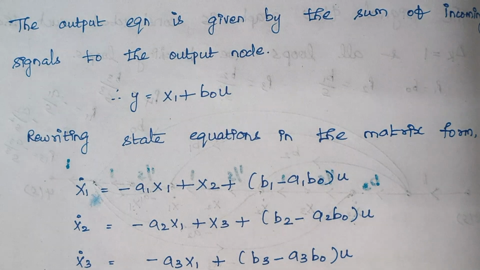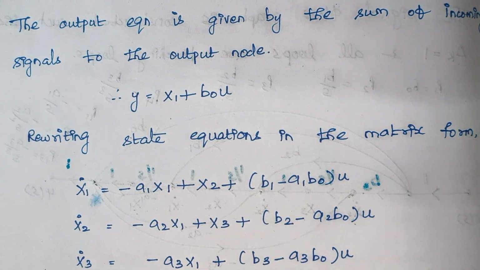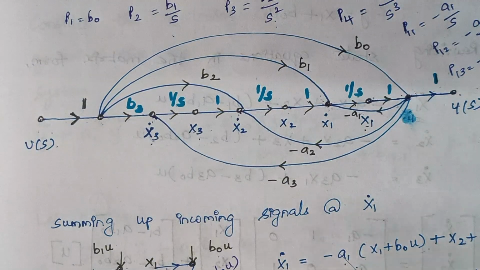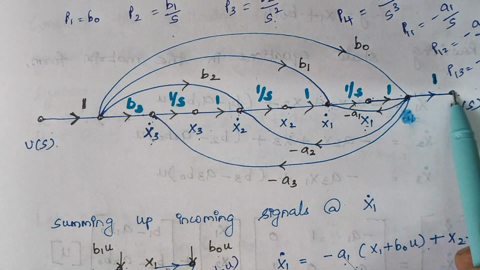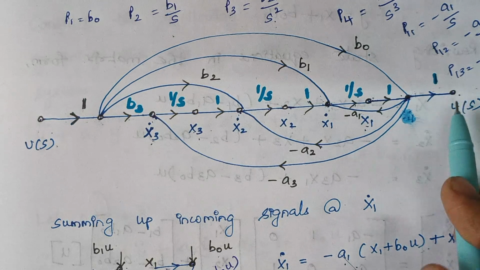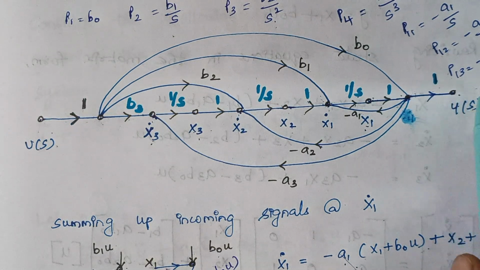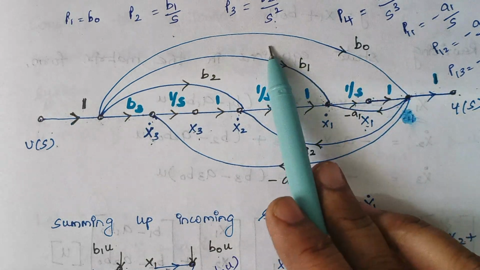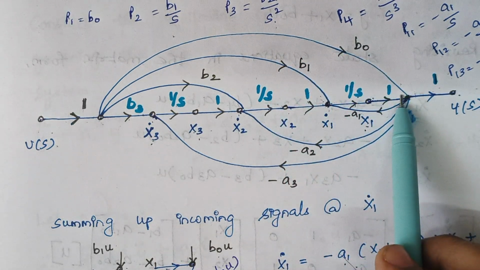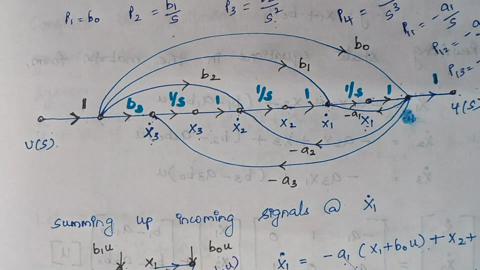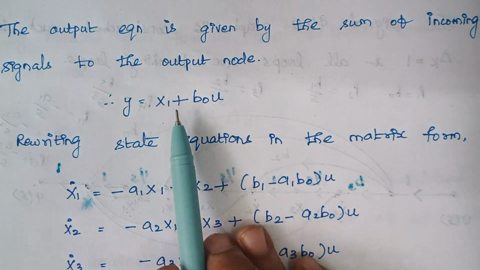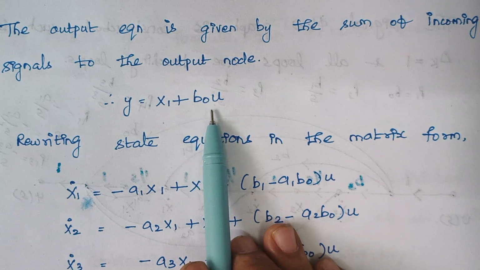So now we are going to write the expression for output, right? So again when you look back at the signal flow graph, this is our y of s, right? So here what will be the output here? Here the output is given by this x1 along with this b naught into u, right? So here we are writing the output expression as x1 plus b naught u, right?